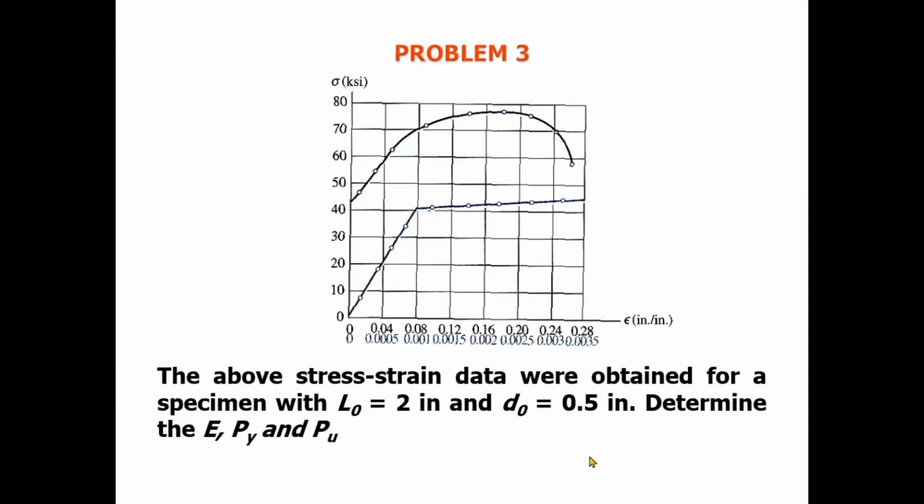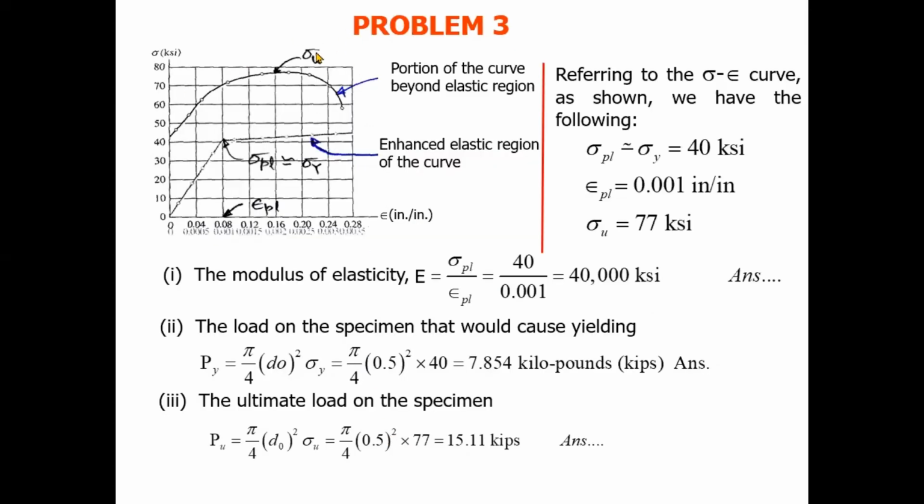Now we have to calculate Py and Pu. So what is the representation of P? It's a load or force acting on an object. Now in this curve, you can see that this is the point where we have the ultimate stress, and this is the point of failure. This is the ultimate and this is the point of failure.